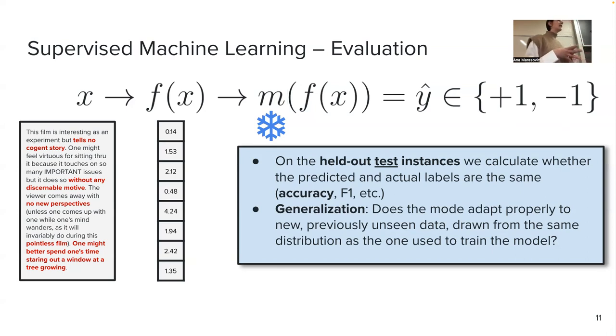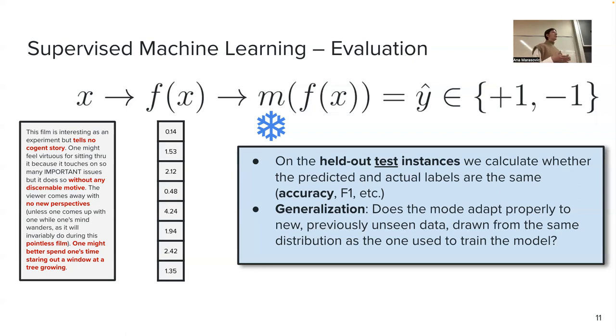It's going to be held out, meaning our test set instances are never, never used for training. That's the main principle of machine learning 101. You have a train-test split, and test instances are never used for training or for setting up any kind of modeling decisions. It is completely held out.